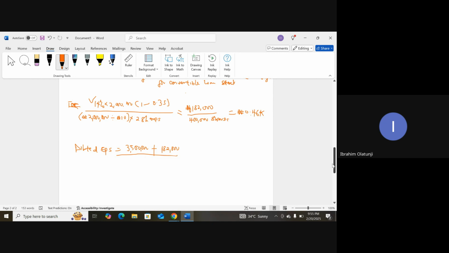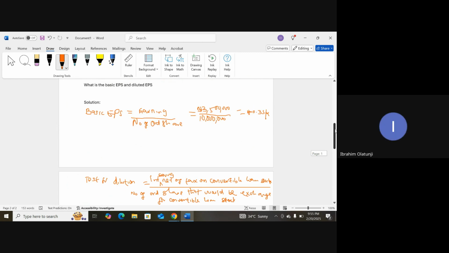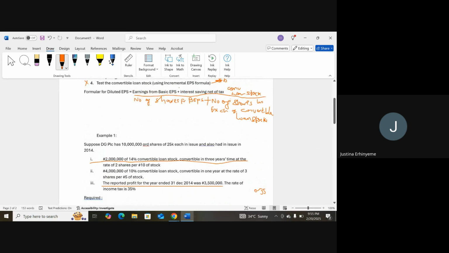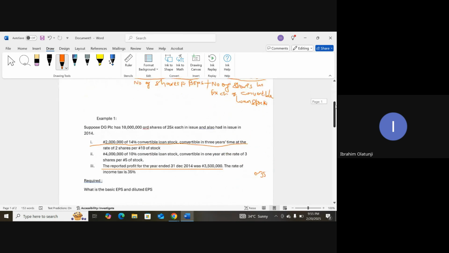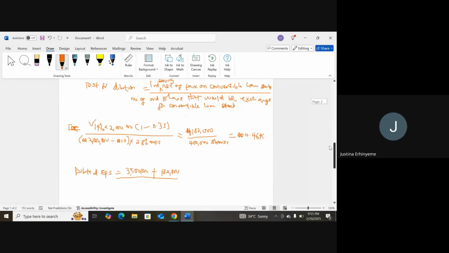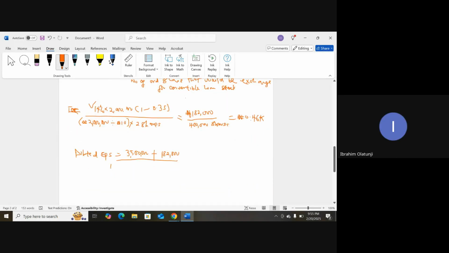So the down part will now be the number of ordinary shares for basic EPS. So what's the number of ordinary shares for basic EPS? 10 million shares.